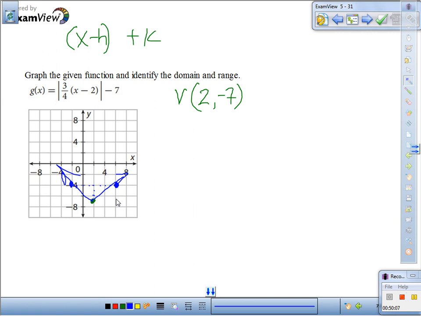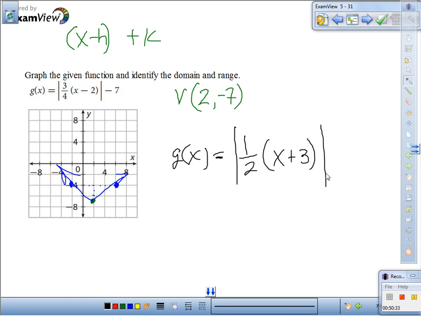Piece of cake. Let's do another one on that same one. I want you to graph this one. G of x equals absolute value 1/2 parentheses x plus 3, close the absolute value. What else? Plus 4. I made this one up. Example 5Q. I said I'm going to give you another one.